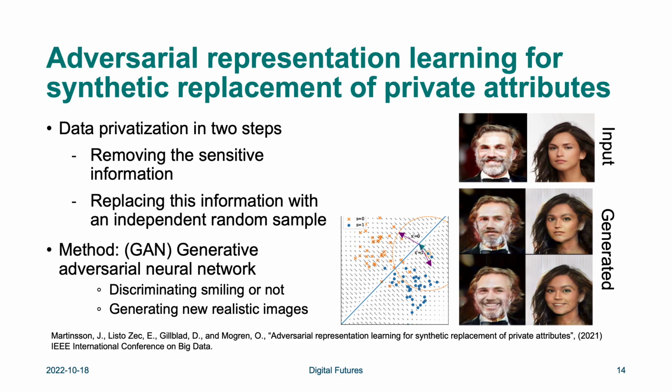Another example where we're using machine learning and AI to help with privacy is that, in contrast to the previous example where we wanted to hide the whole identity, here we just want to hide a particular attribute. And in this case, for example, we can hide whether the facial expression is a smile and replace it with a neutral expression. You can think of it as hiding an emotion from surveillance cameras, for example.